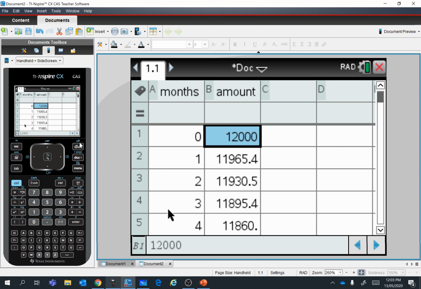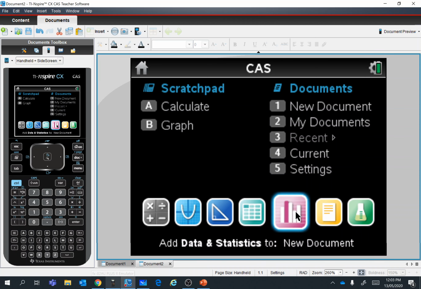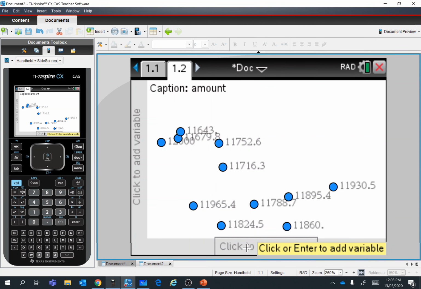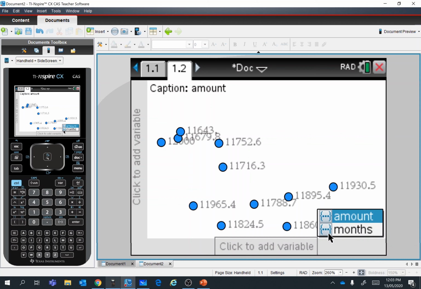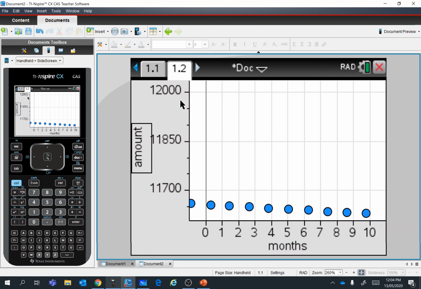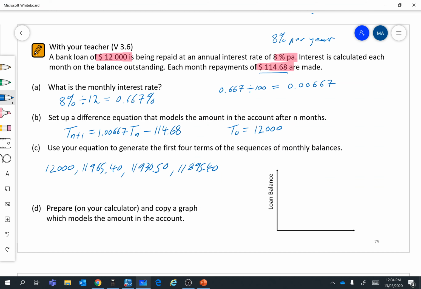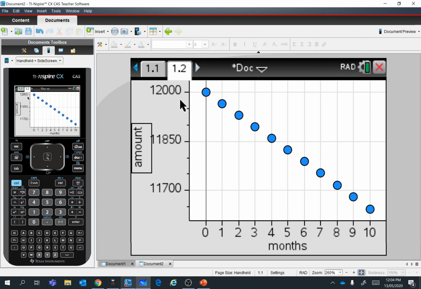So we're going to go into the home screen, and we click the pink button, that one. Okay, so I'm going to drag down to here and put months on the x-axis and amount on the y-axis. Okay, and there's a bit of a graph now. Our graph, I want it to go from 0, because you see here we're going to start with a 0 balance up to about 12,000 up there, right? And then from 0 months up to like 10 or 11 months, something like that. So I'm going to adjust this viewing window to do that.